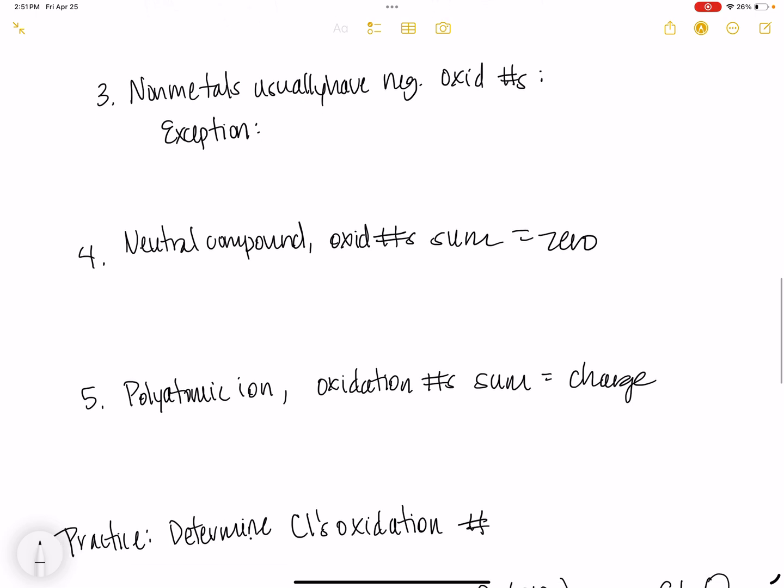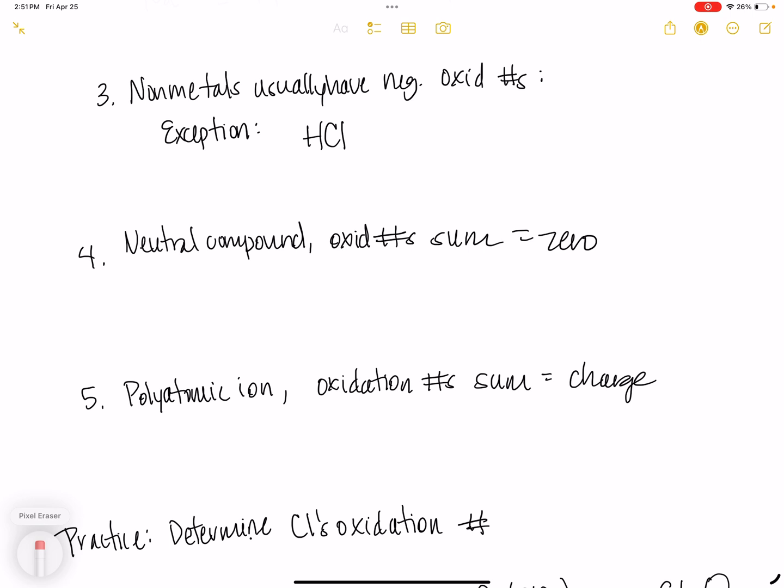Rule 3, nonmetals typically have negative oxidation numbers. However, there's an important exception. So if we think about HCl, for example, hold that thought. Let's do rule 4 first. I went out of order. The fourth rule says that if you have a neutral compound, the sum of the oxidation numbers will be 0.